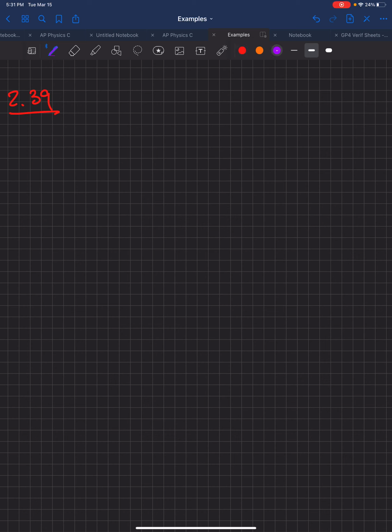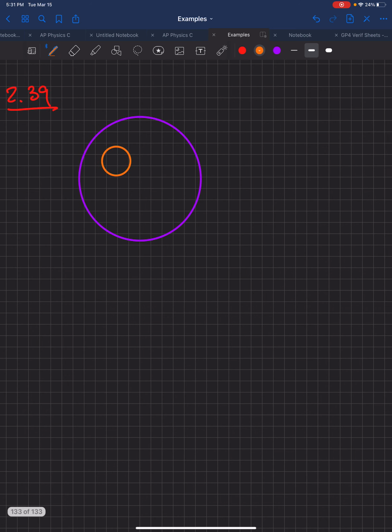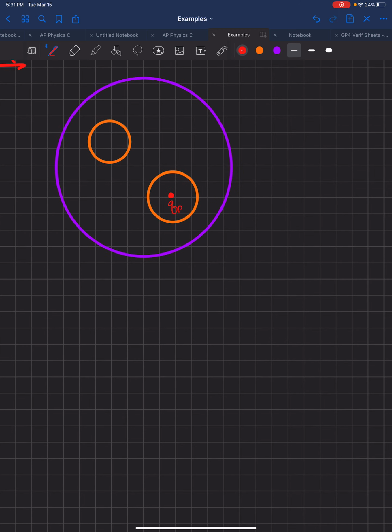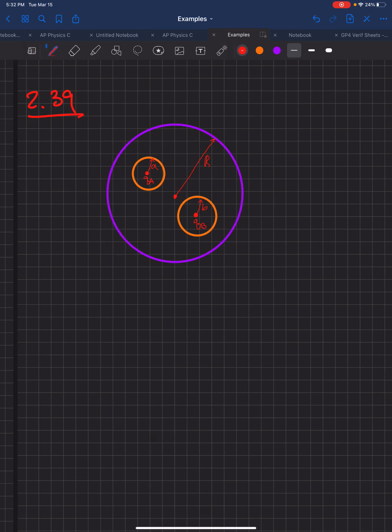All right, so for this question, 2.39, you have a giant sphere that is, importantly, neutral, but there are two hollowed out cavities inside, 1 and 2. And inside of each of these cavities is a charge, QA and QB. Furthermore, they tell you that the radius of this one is A, and the radius of this one is B, and the radius of the entire sphere overall is capital R. Okay, so that's our starting point.